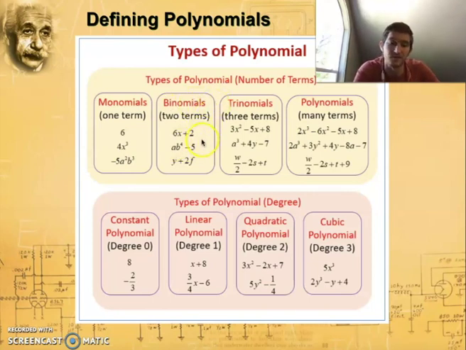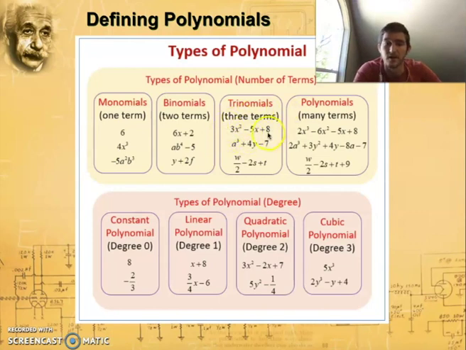So here we've got 6x plus 2, could be ab to the 4th minus 5, y plus 2f. It doesn't matter if you're adding degrees of different value or different variables, that would still make it 2 terms. Even though you've got a degree of only 1 with y and f, you still have 2 terms. It's still a binomial.